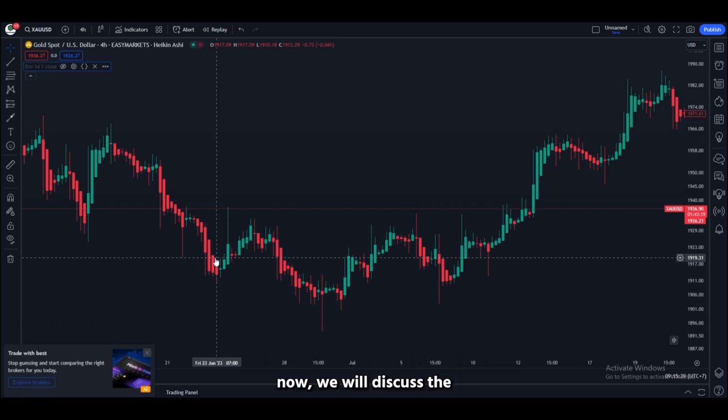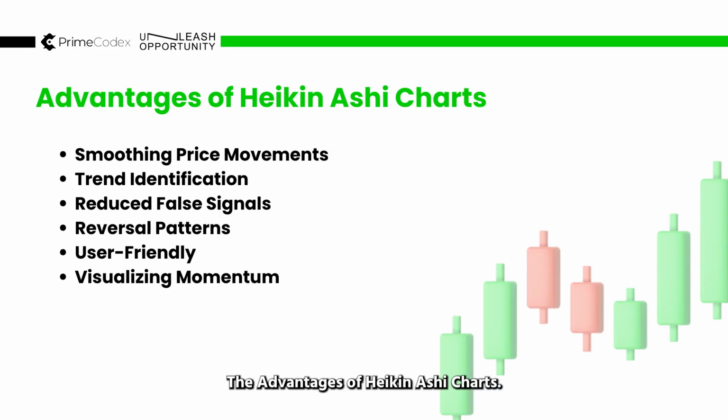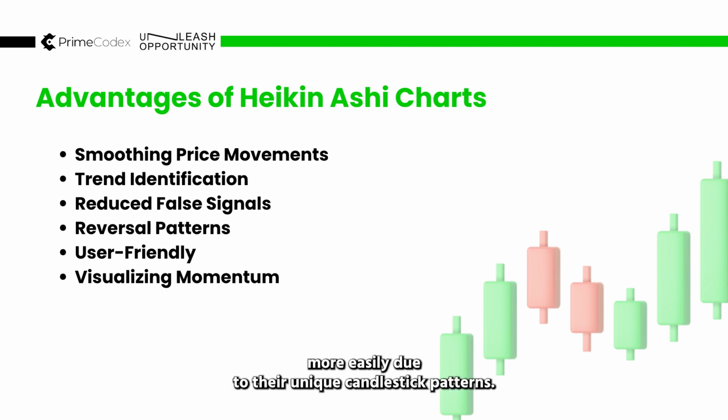Now we will discuss the advantages and disadvantages of using Heikin Ashi charts. The advantages of Heikin Ashi charts. The first one is smoothing price movement. Heikin Ashi charts filter out market noise by using smooth price data, making it easier to identify trends and potential turning points. Second is trend identification. Heikin Ashi charts offer a clear visual representation of trends. It helps traders identify the overall direction of the market more easily due to the unique candlestick pattern.